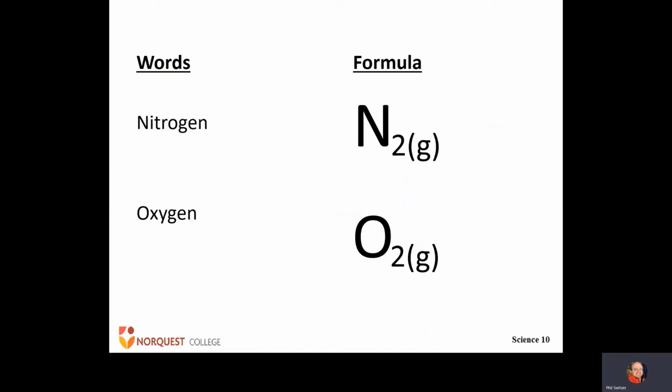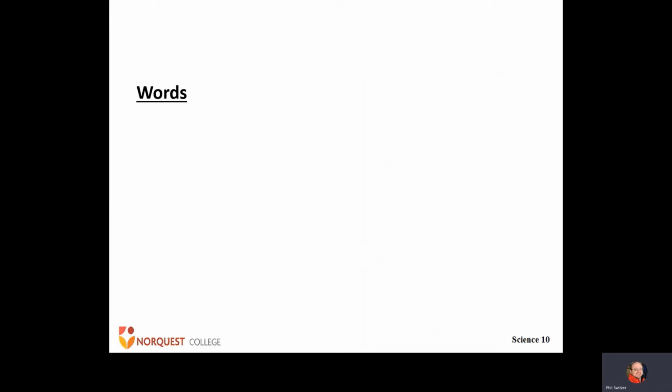So we take the word nitrogen, and the formula would be N2. You just need to know that. That's how nitrogen exists. We take the word oxygen. It exists as O2. That's how it exists. We take words like butane burns, and this is an equation.